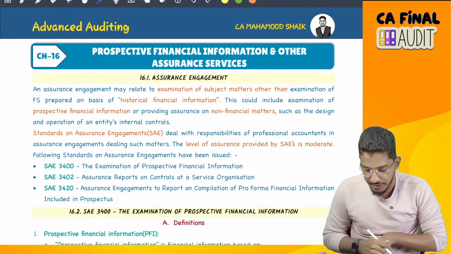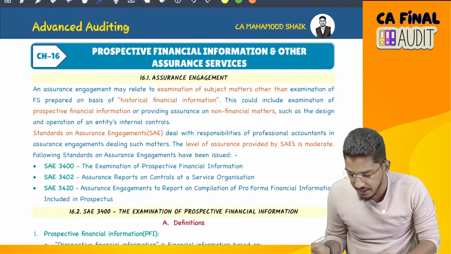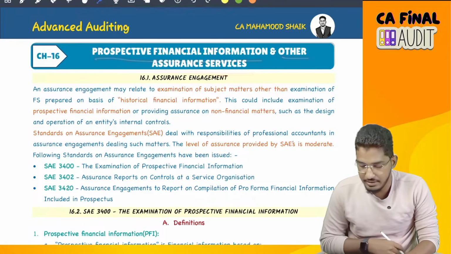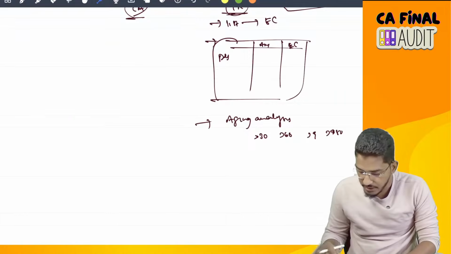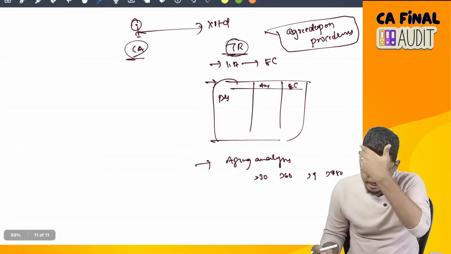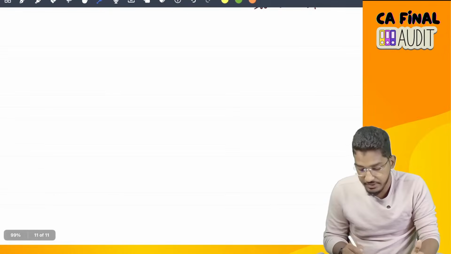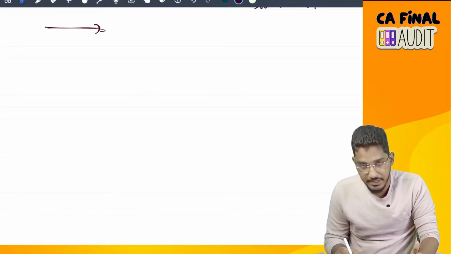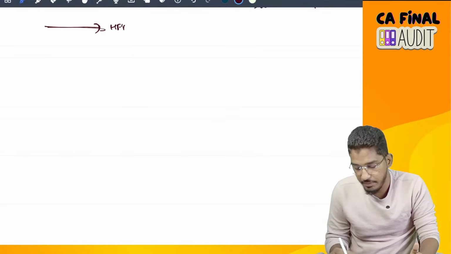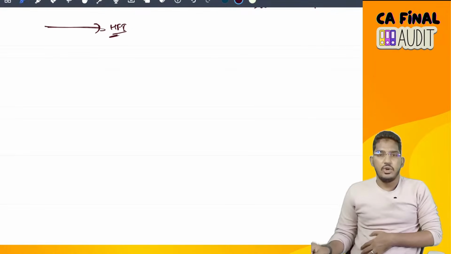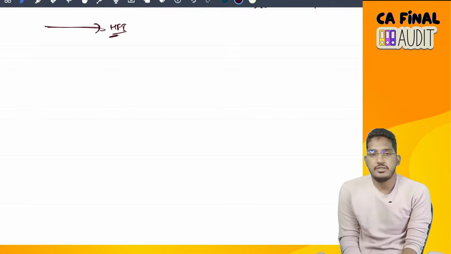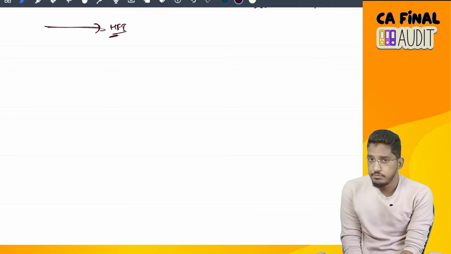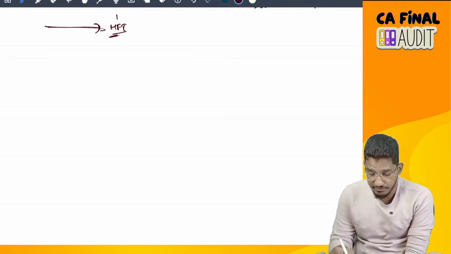So chapter number 16 we will try to address now, and the title of the chapter, as you could see here, is prospective financial information and other assurance services. As I was just now saying, even in the SRS introduction, sometimes we chartered accountants might be required by our clients to perform engagements other than historical financial information. We might not always be required to verify only historical financial information.